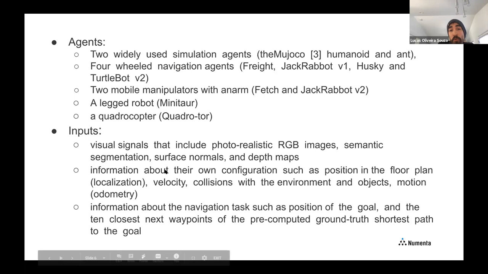And some of the inputs: you have visual signals, which include images, but you can also have input like semantic segmentation and depth maps. Aside from that, you can have information about their own configuration, like where they are in the floor plane, velocity, collisions with environments and objects, motion, and information about navigation tasks, like position of the goal and closest waypoints. So all this information is available. It doesn't mean you have to use it in the test you perform. Mm-hmm.